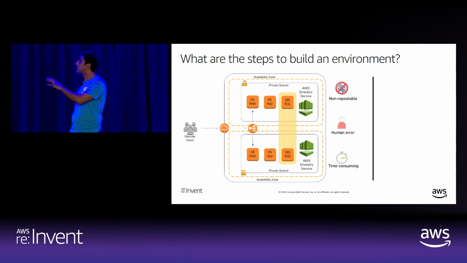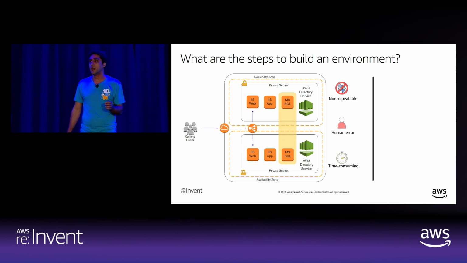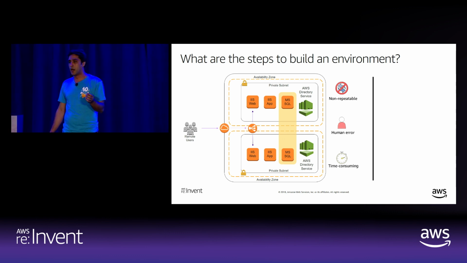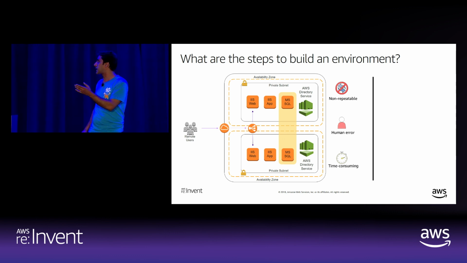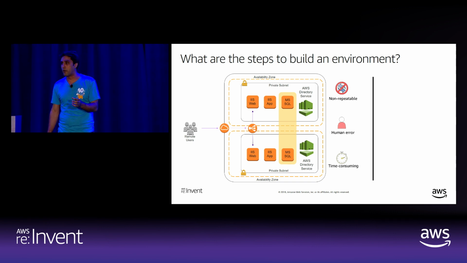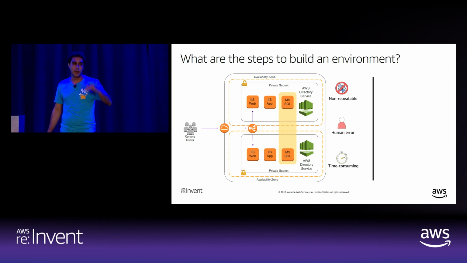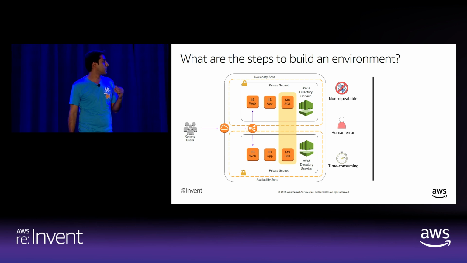Now, all of this, if you do it manually, is not going to be repeatable. If I want to build a similar environment for a different purpose, let's say for my development in another VPC, I cannot assure that the other environment that I'm building is going to be exactly the same. There's always human error involved if I'm doing it manually. And also, it's time-consuming. I have to sit there and start configuring my environment.